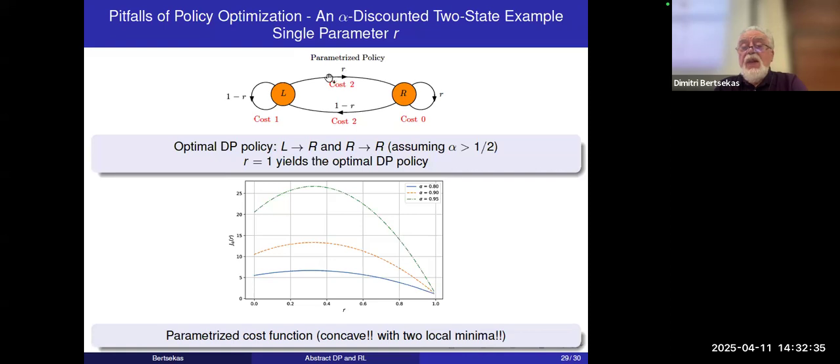We introduce a randomized policy. R is the probability of moving from left to right, and 1 minus R, the complementary probability, and similarly here. Now, the optimal policy involves two parameters: what you do when you are at left or what you do when you are at right. But here we have compressed the policy space into a single parameter, R. And now look what happens.